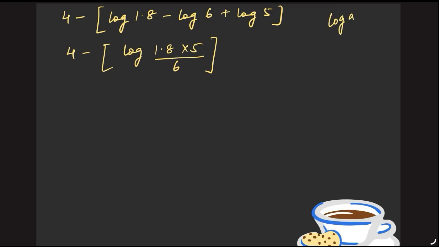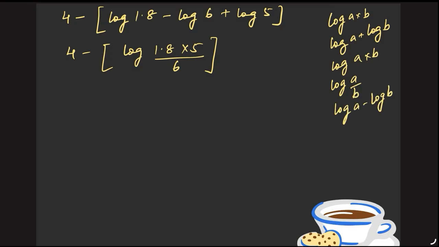Now log a into b is log a plus log b. So log a plus log b can also be written as log a into b. Similarly, log a by b is log a minus log b. So log a minus log b can be written as a divided by b. So here there is a negative sign before log 6. So this goes into the denominator, and plus log 1.8 and plus log 5 can be written as log 1.8 into 5.